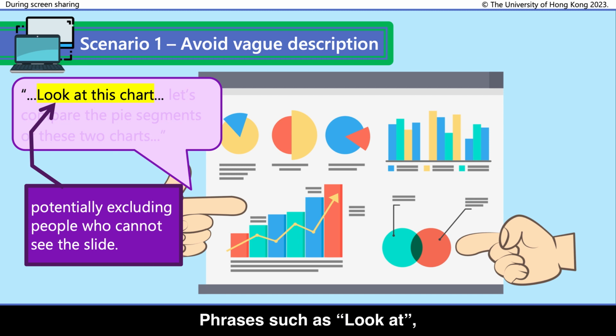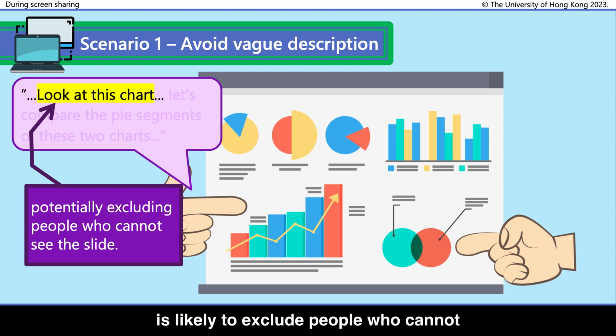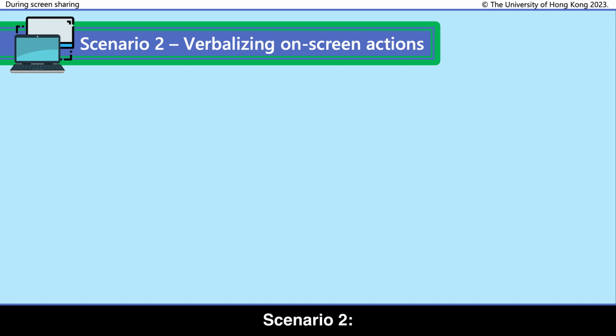Phrases such as look at, see there, listen to, or can you hear do not need to be completely avoided. However, the overuse of or over-reliance on these phrases is likely to exclude people who cannot see the slide or hear the audio content.